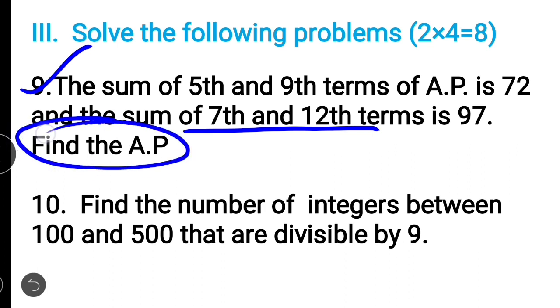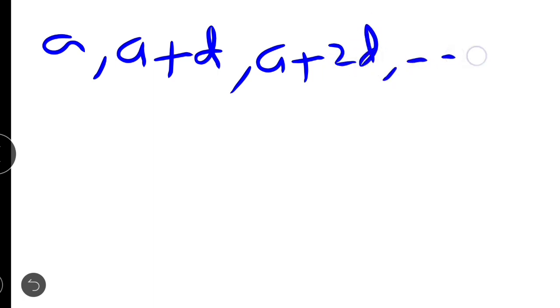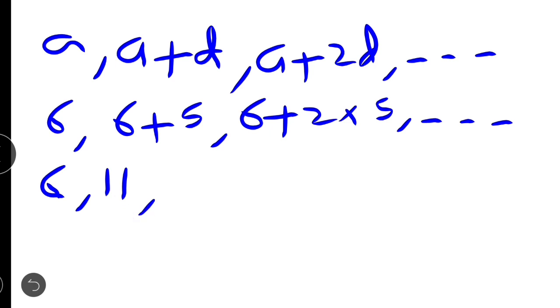Now let's find the AP. For the AP, it is enough to find the first three terms. So a, a plus d, a plus 2d, and so on. The a value is 6, a plus d is 6 plus 5, and a plus 2d is 6 plus 2 into 5. So 6, 6 plus 5 is 11, and 6 plus 10 is 16, and so on.